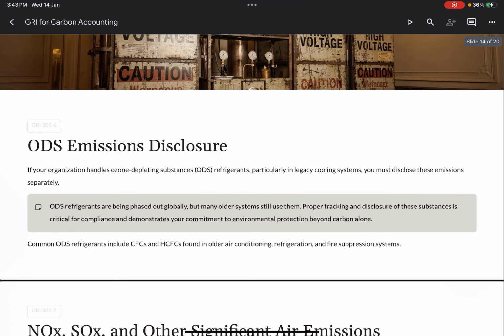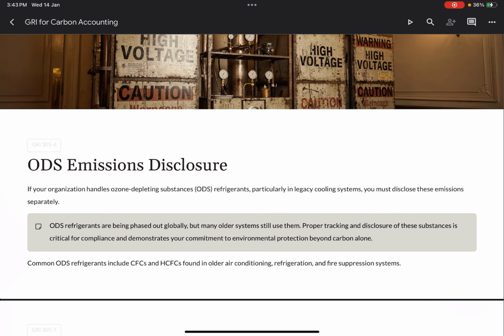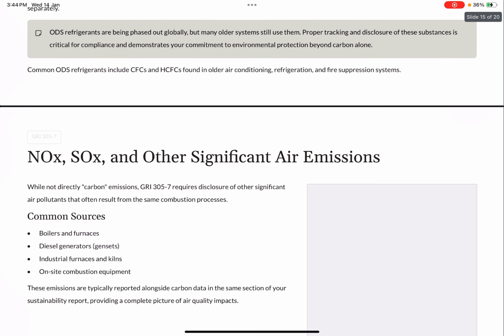GRI 305.6 is about ozone depleting substances, ODS as they are called, where one discloses the emissions because of ODS refrigerants, which are being phased out globally, but many older systems still use them. Proper tracking and disclosure of this is critical for compliance, and that is included in GRI 305.6, especially the reporting on chlorofluorocarbons, CFCs, and hydrochlorofluorocarbons used in older AC systems.